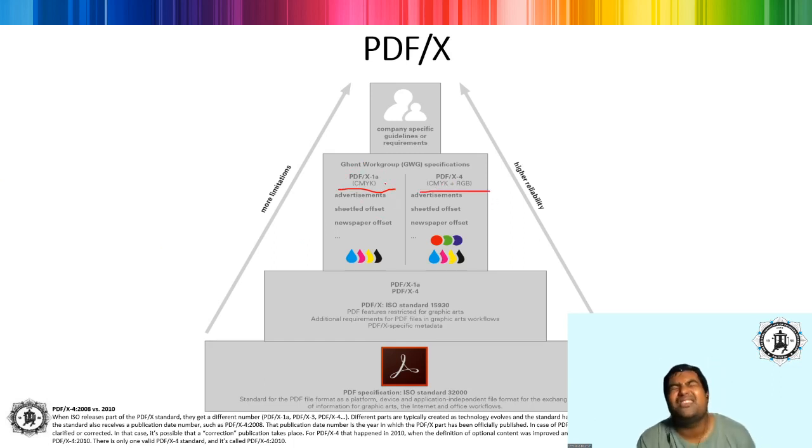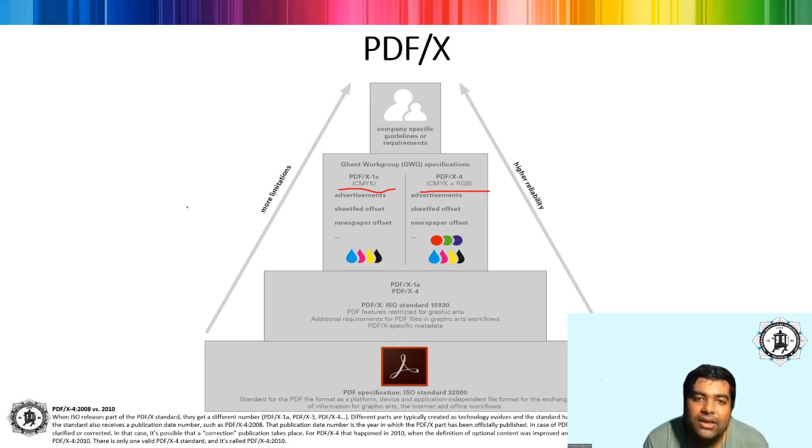X1 is based on PDF 1.3, and X4 is based on, this is GWG specification 1V4, which is based on X1A, which is again based on PDF 1.3, and GWG specification 2015 is based on PDFX4, which is again based on PDF 1.4. Okay, and then you can modify different GWG specifications based on your own company specific guidelines, your own requirements.